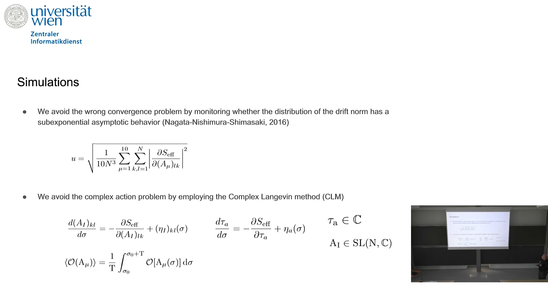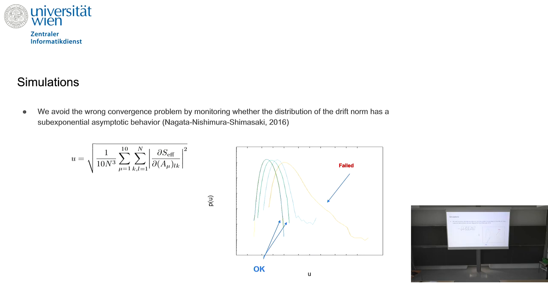So the idea is to make this very simple computation. This is a specific norm for the drift terms defined very easily from this formula here. The criterion is to perform a simulation and compute the probability distribution of this norm. If this is asymptotically going to zero faster than exponential, then you're guaranteed that you will not have those problems. Here I'm showing you some cartoons from our simulations where these simulations are very good. We have a Gaussian distribution of this random variable. This is failing because it goes slower. This is a log-log plot, not a log plot.